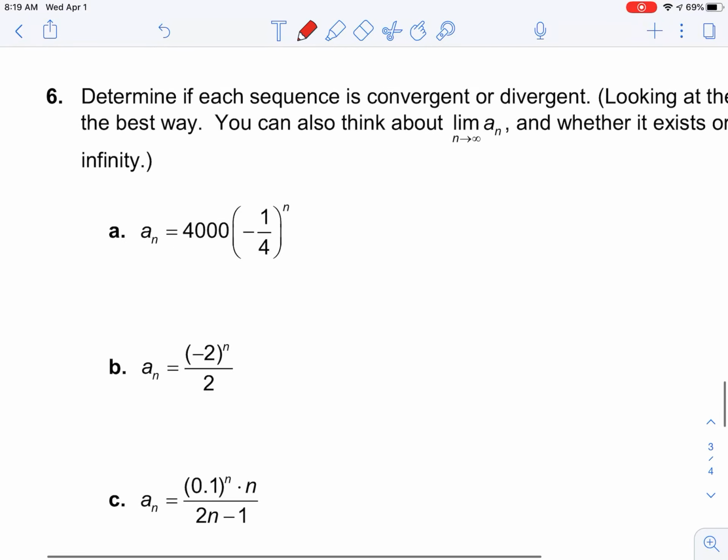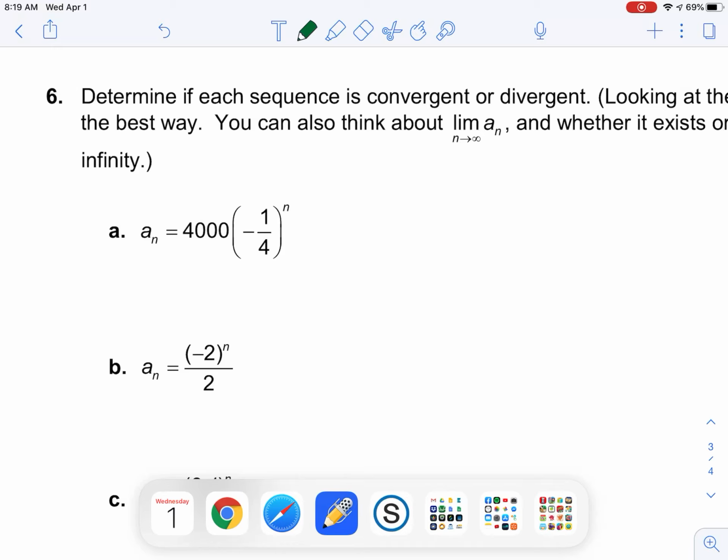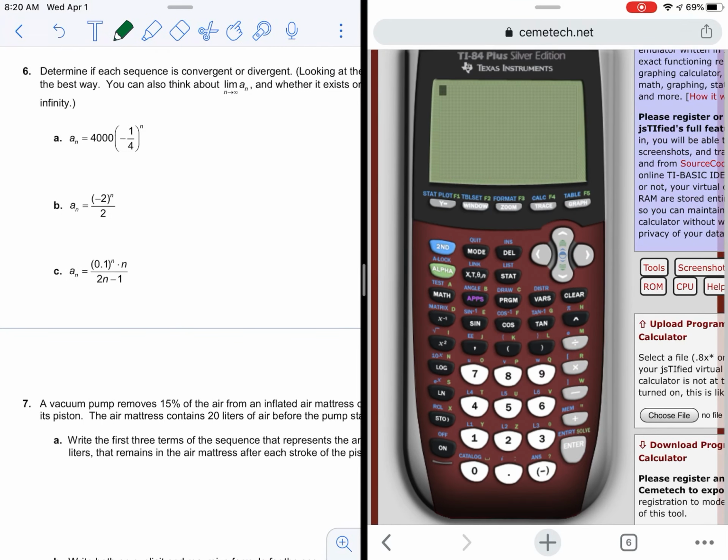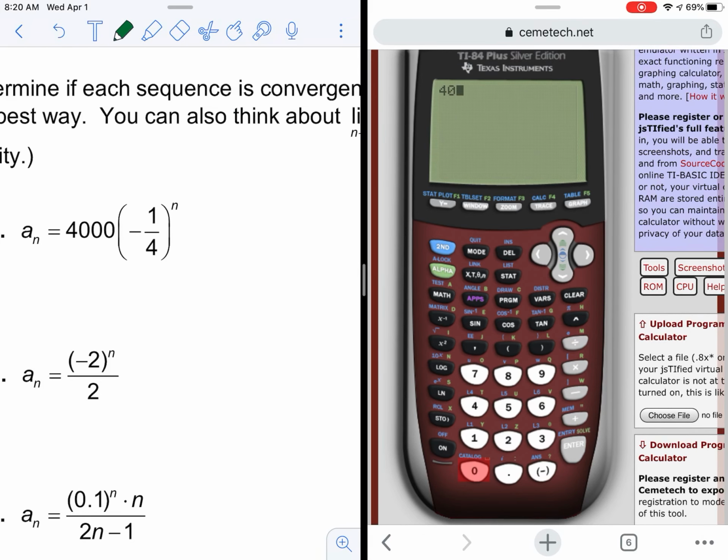Now, for question 6, you are being asked to determine if a sequence is convergent or divergent. There are different ways you can do this. You can actually just start filling in values for n and start thinking about what you get. So, for example, if you want to take your calculator and sub in n equal to 1, I can take 4,000 and do negative 1 divided by 4 raised to the first power. I find that when n equals 1, I'm at negative 1,000.